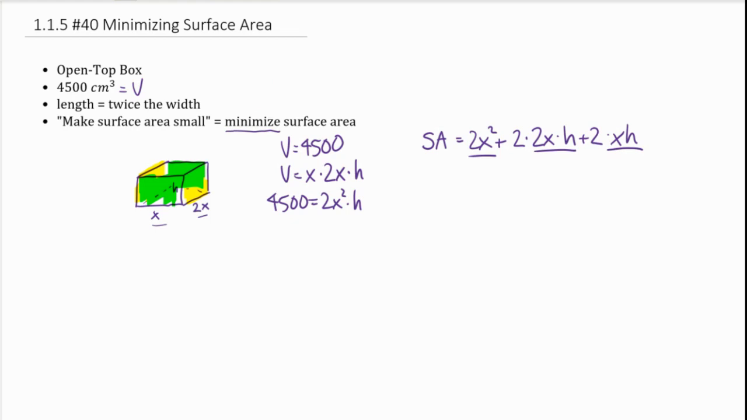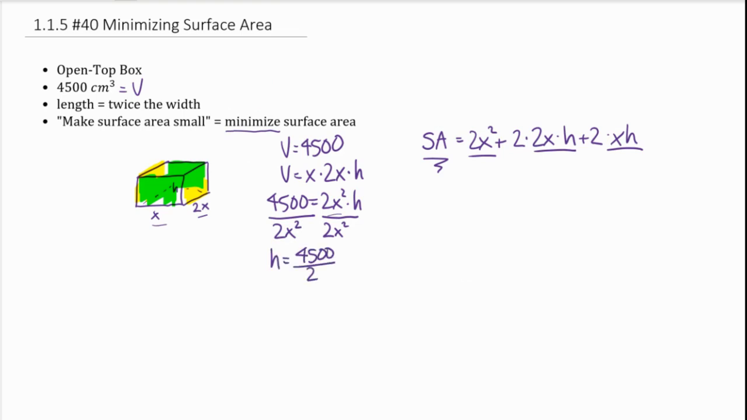So how do I combine both of these equations? Well, I still want to solve for surface area because that's what I'm trying to minimize. But I notice I have too many variables. I have x's and h. But I have this other equation here with x's and h as well. So I'm going to solve for one of the variables, and always pick the variable that is easiest to solve for. So in this case, h is the easiest thing to solve for.